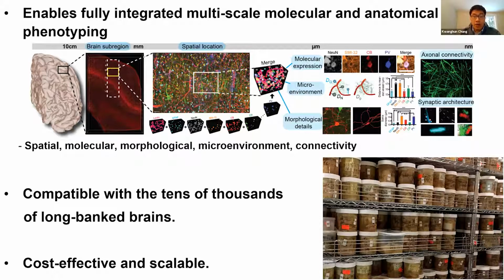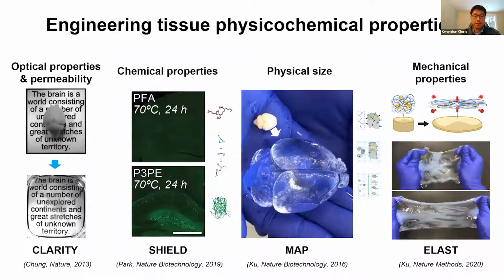These brains are arguably the most important resources for studying neurological disorders, but they are mostly sitting on the shelves and poorly utilized. We also want our technology platform to be cost-effective and scalable so that we can routinely map many of these important brains.